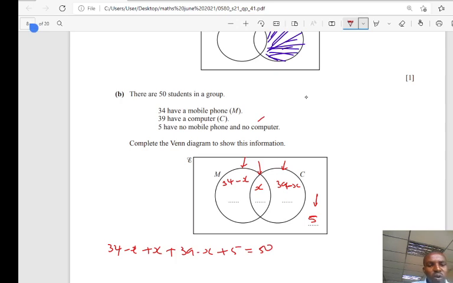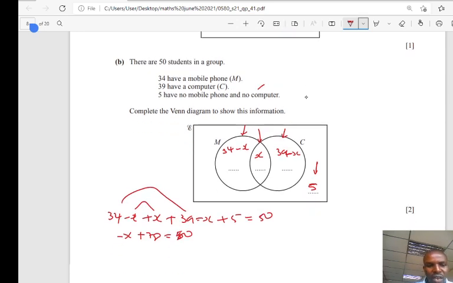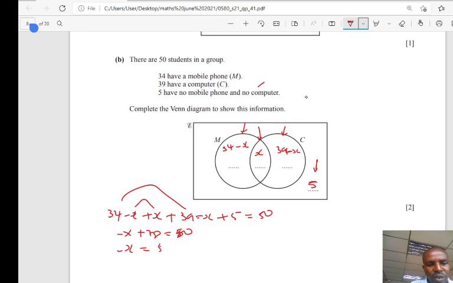In fact, 34 minus X plus X is 0. Then you are left with minus X here. Then 34 plus 39 plus 5 is 78. So this one is minus X plus 78 is equal to 50. Minus X is equal to 50 minus 78. Minus X is equal to minus 28. Then you have to divide by minus 1. So you get X is equal to 28.